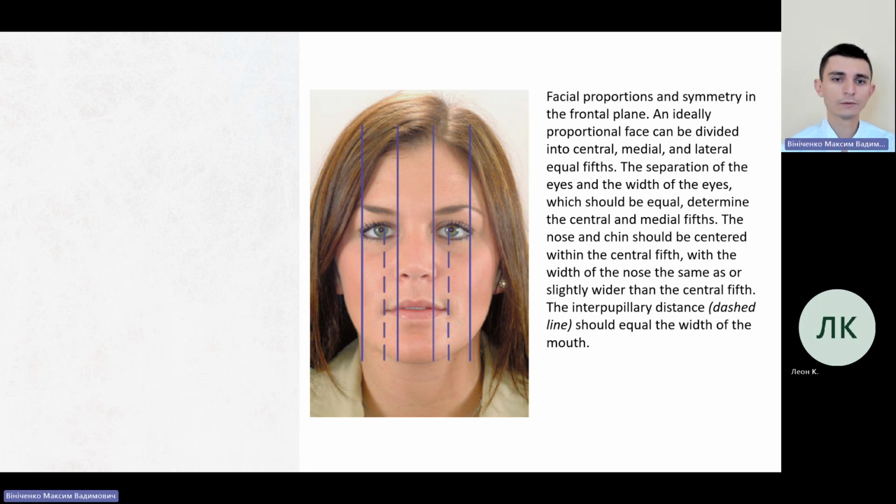Facial proportions and symmetry in the frontal plane, you can see in this picture. An ideally proportioned face can be divided into central, medial, and lateral equal fifths. The separation of the eyes and the width of the eyes, which should be equal, determine the central and medial fifths. The nose and chin should be centered within the central fifth, with the width of the nose the same as or slightly wider than the central fifth. The interpupillary distance, its dashed line, should equal the width of the mouth.